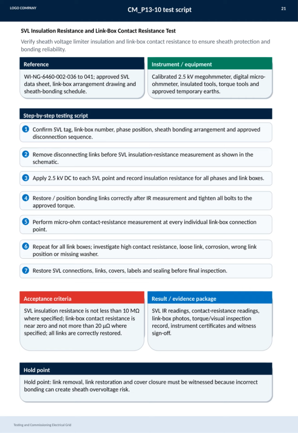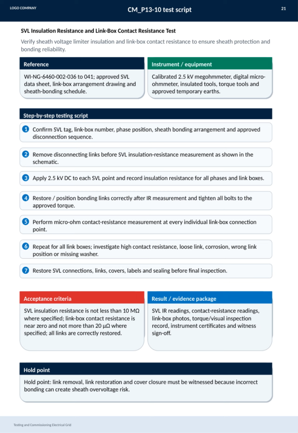The acceptance criteria specify that SVL insulation resistance must be at least 10 megohms, and link box contact resistance should be near zero and not exceed 20 microhms. All links must be properly restored. Importantly, there is a hold point requiring that link removal, restoration, and cover closure be witnessed to prevent sheath overvoltage risks due to incorrect bonding.